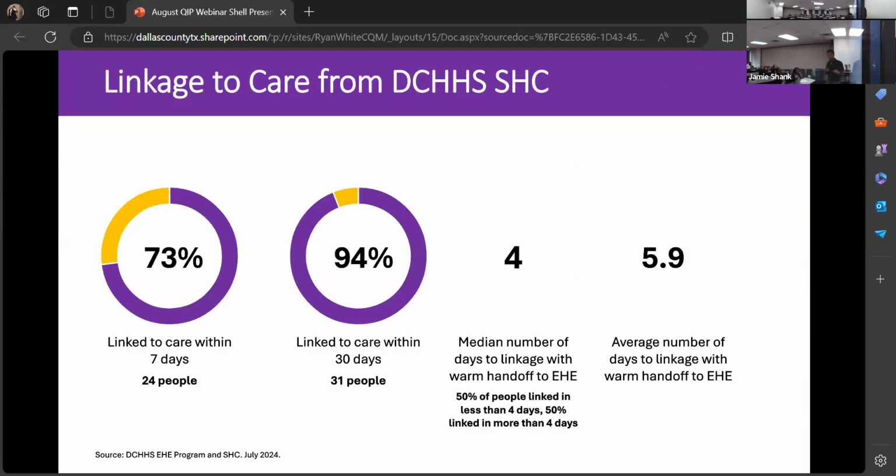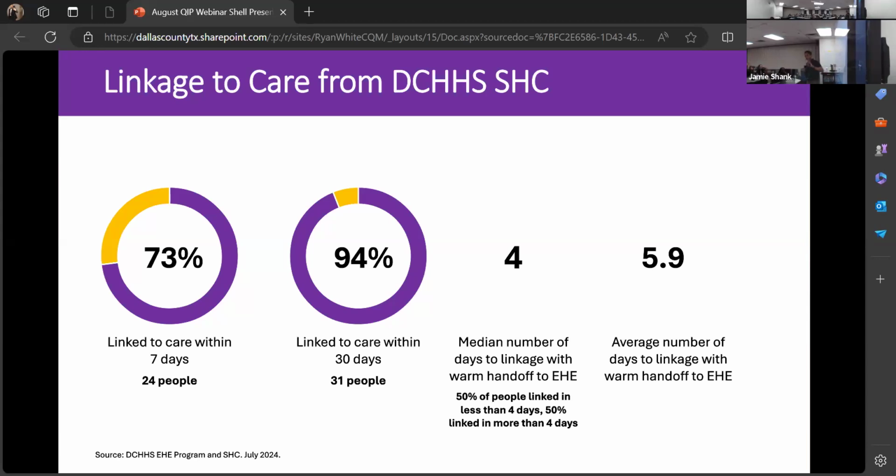And so for this time period, as we've refined our processes working with the sexual health clinic, we've increased the linkage to care rate within 7 days up to 73%. 94% of people were linked to care within 30 days. Our median has come down to 4 days to linkage. That essentially just means that 50% of these new diagnoses were linked to care in less than 4 days, and 50% were linked to care in more than 4 days. And the overall average number of days to linkage to care was 5.9.